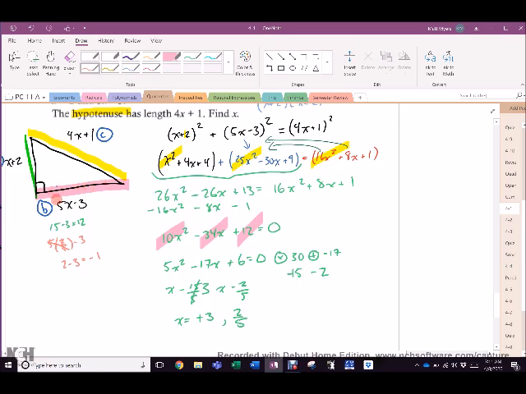It's a distance. So this, remember from our last unit, is a root that we can't have. It's restricted. So this can't work. So the distance of x had to be 3.